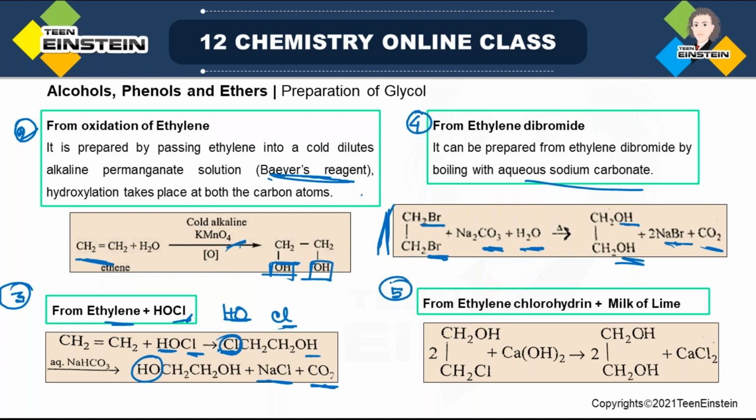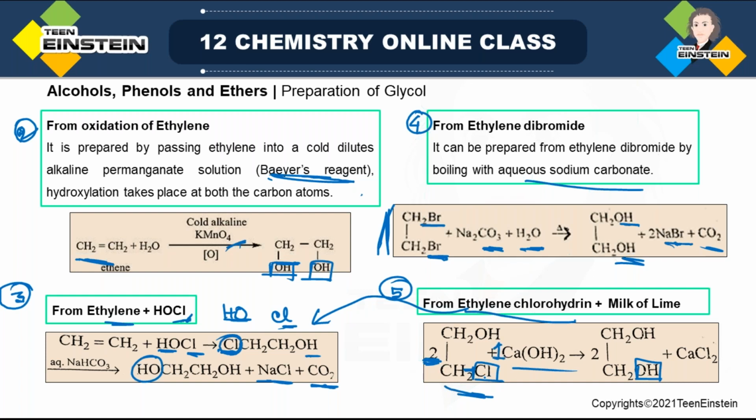Fifth method, starting from ethylene chlorohydrin. So ethylene chlorohydrin is basically this molecule that you have already seen in method number 3. So the same molecule is written here, but two molecules are taken, and in presence of milk of lime, which is nothing but calcium hydroxide. Now what will happen? This C-Cl bond is now replaced by OH, and as for calcium, two molecules we have taken, ethylene chlorohydrin 2, and this is 1.